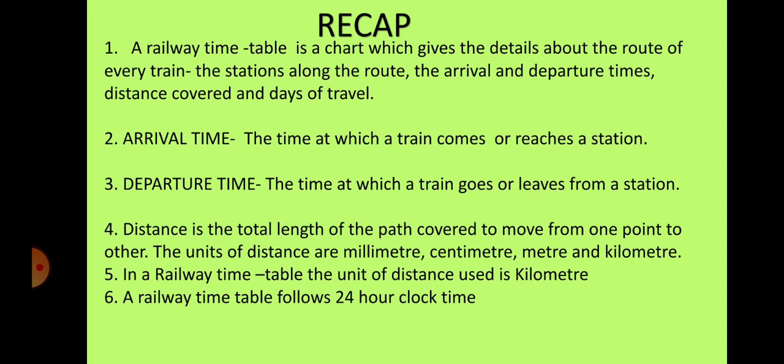Distance is the total length of the path covered to move from one point to the other. The units of distance are millimeter, centimeter, meter and kilometer. In a railway timetable, the unit of distance used is kilometer. In a railway timetable, 24-hour clock time is used.